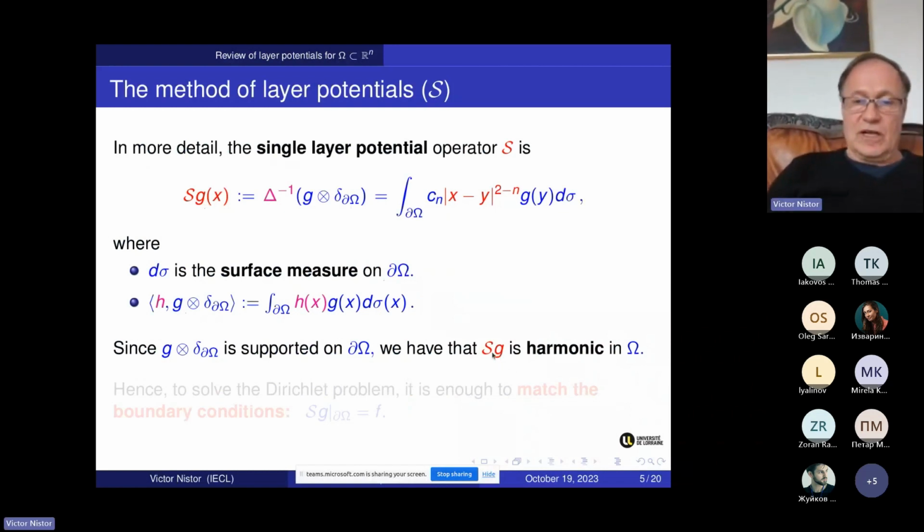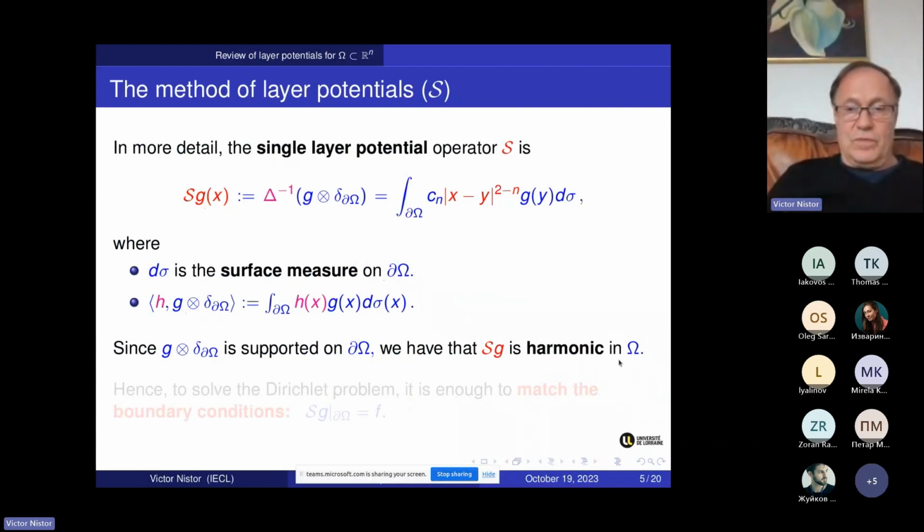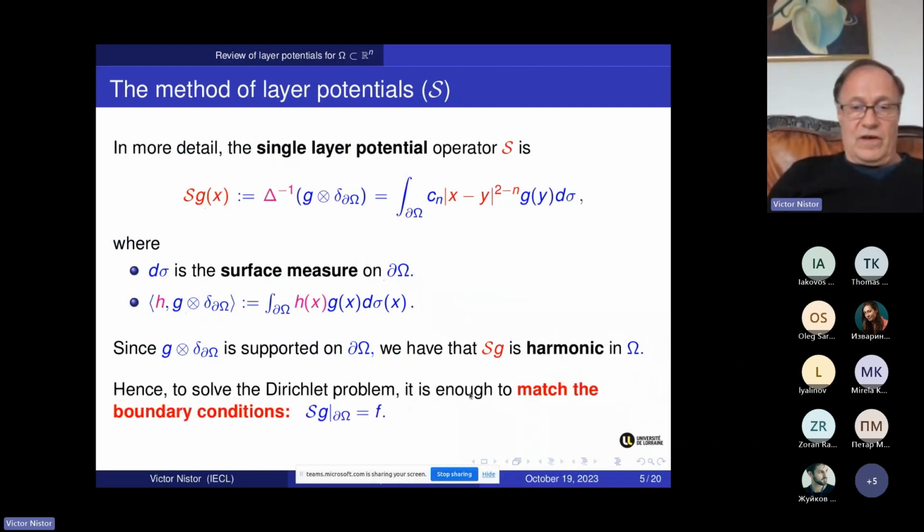So the single layer potential applied to g will turn out to be a harmonic function in omega. So what does this give us? It gives us a very large supply of harmonic functions in omega. But in order to solve our boundary value problem, we need to find a function g such that S of g, the single layer potential applied to g, matches the desired boundary conditions. Okay, so this may or may not be trivial, but it reduces solving the Dirichlet problem to inverting the operator S.